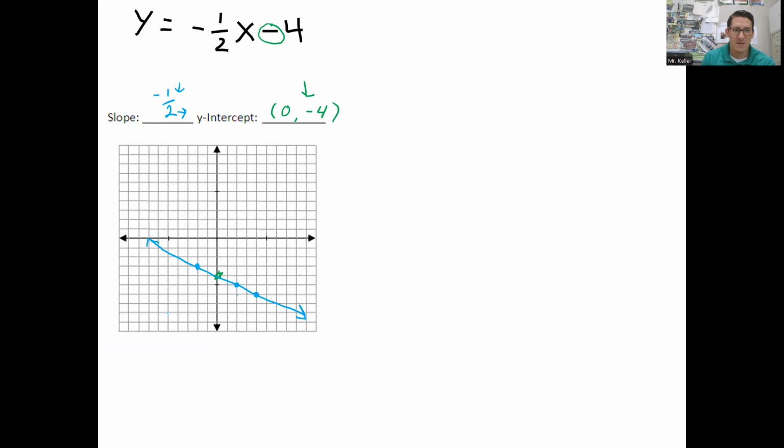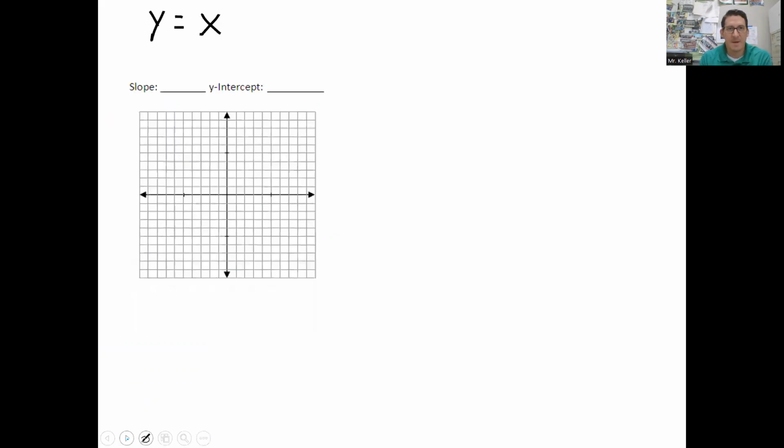And connect them with a straight line. Next example, y equals x. So it looks like there's no slope, but remember, there's a little bit of invisible math here. There's actually a number in front of the x here. That would be a 1. So this is y equals 1x. So it means the slope is 1.